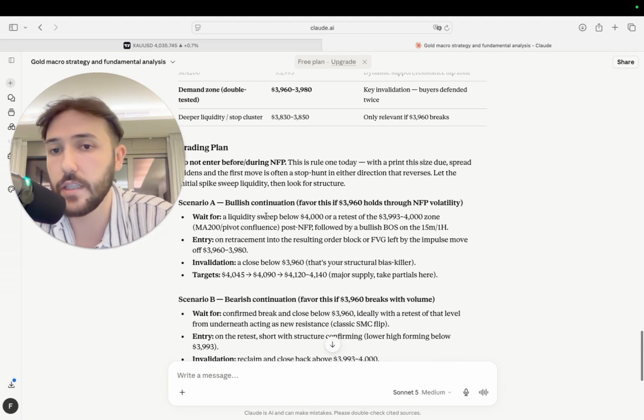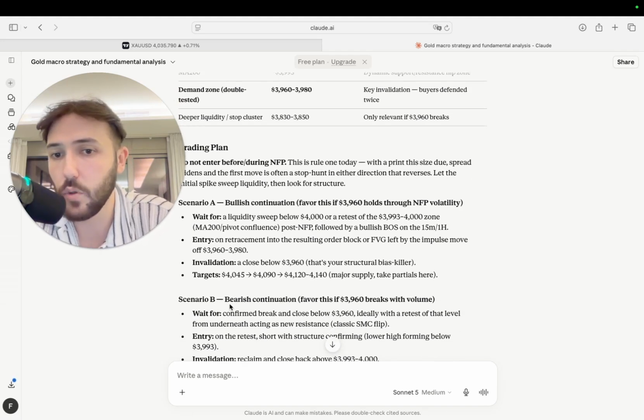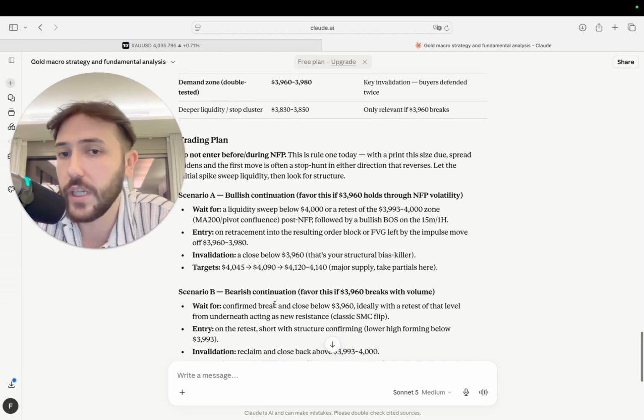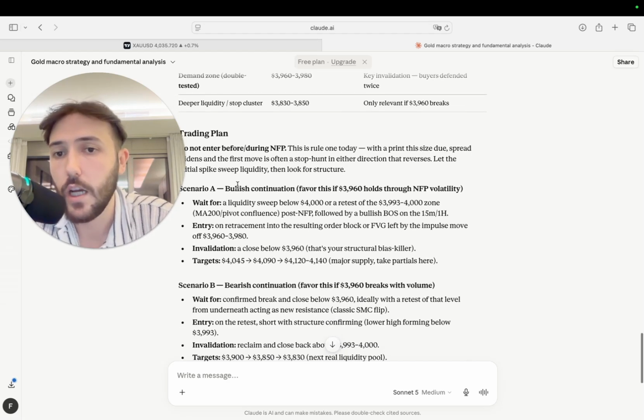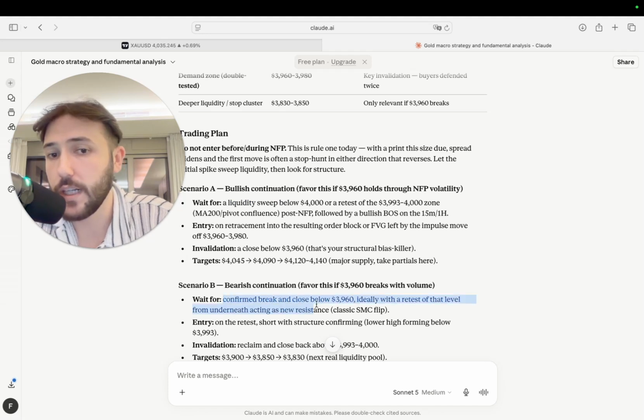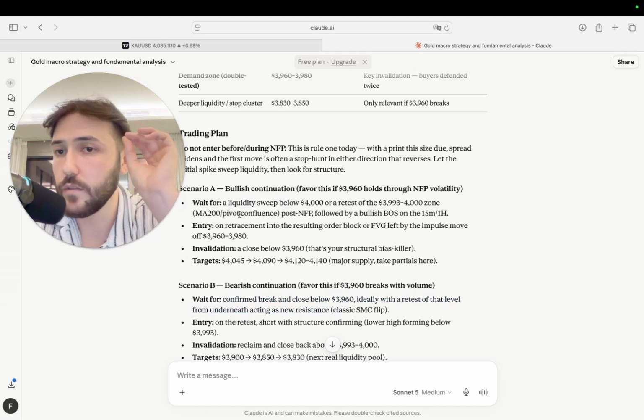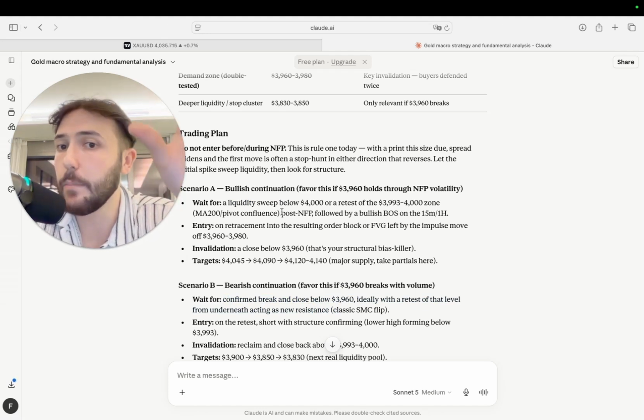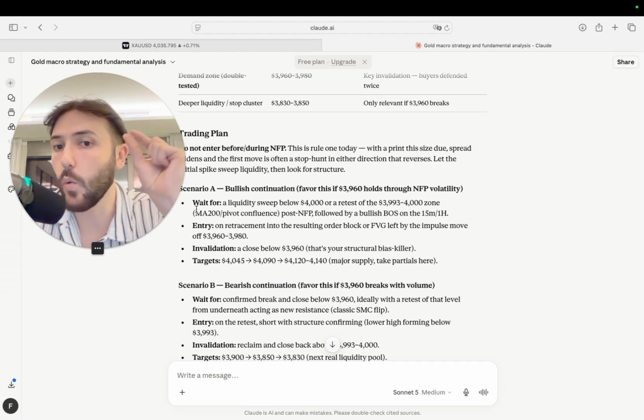The trading plan is easy. You've got two scenarios. Scenario A, bullish. Scenario B, bearish. You're going to tell me, yeah, easy, trading goes both ways. But here, it's going to tell you that you need to wait for a liquidity sweep before, or a confirmed break and close below. What you need to understand is that both can actually happen. It depends on what goes first. You need to wait for an event.